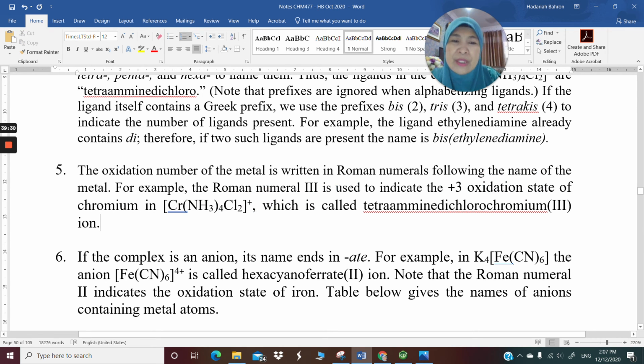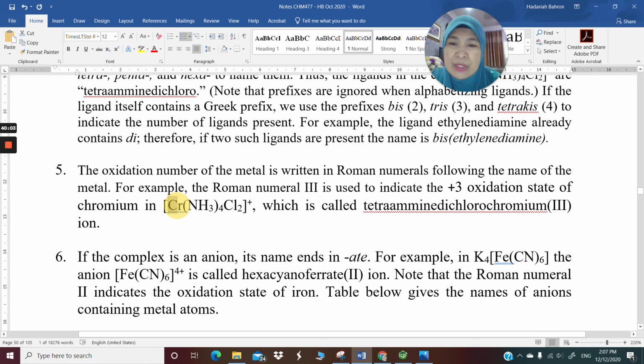We have chromium, we have ammonia, 4 of them, and we have chloride, 2 of them. So for the 4 ammonia, we say tetraammine. Remember, there shouldn't be any space within the cation or within the same anion. There shouldn't be any space. So tetraammine, and 2 chloride is dichloro. Tetraammine dichloro, no space.